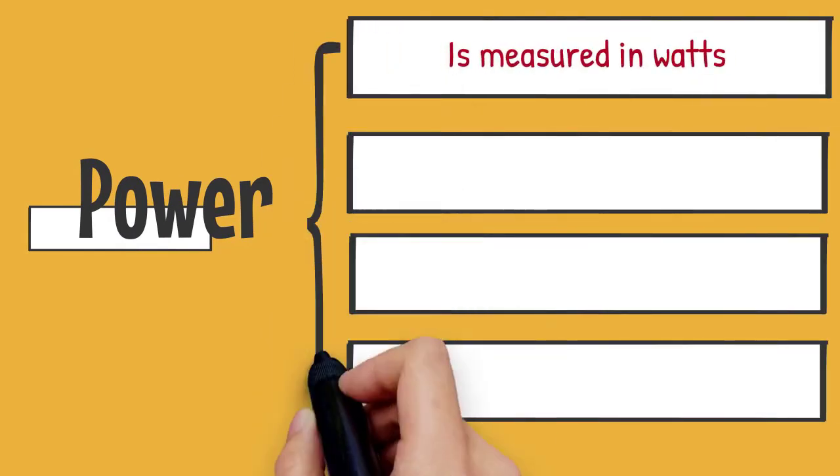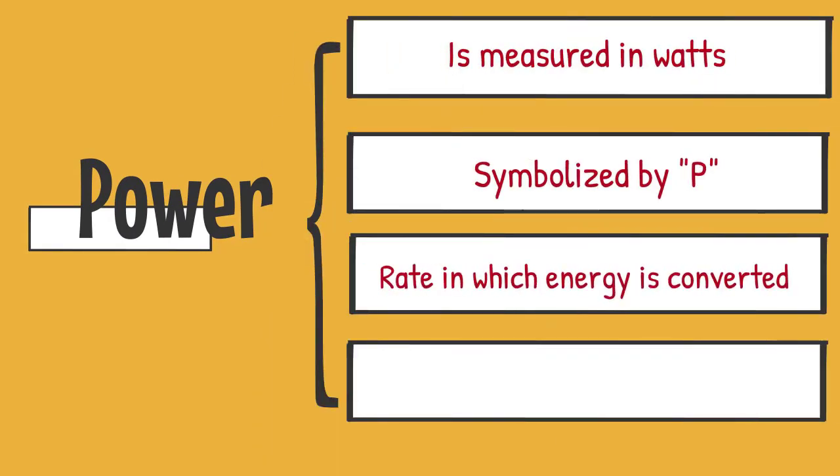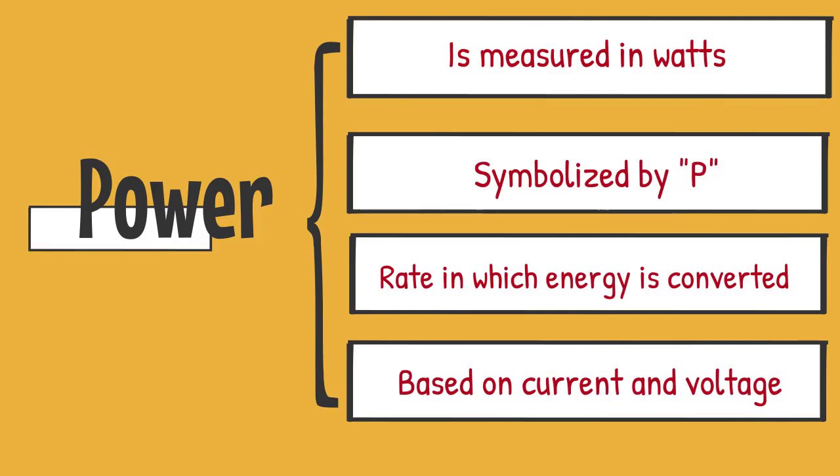The last word we're going to cover is power, which is measured in the SI unit watts, symbolized by a capital P. It is the rate at which energy is converted, and it is the product of current and voltage.